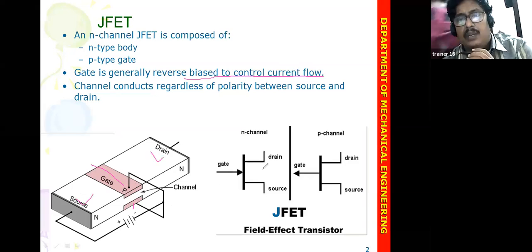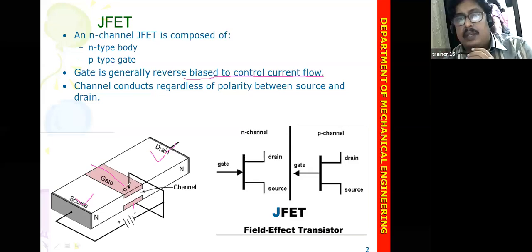Here, this is the N channel JFET symbol. The gate is common to both the source and the drain. See here, the connection from here is the gate, and the connection from the middle of this goes to the source. If you see clearly, this is the field effect transistor.